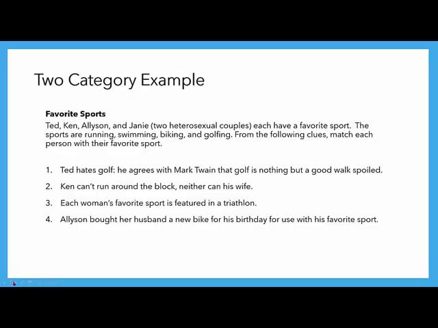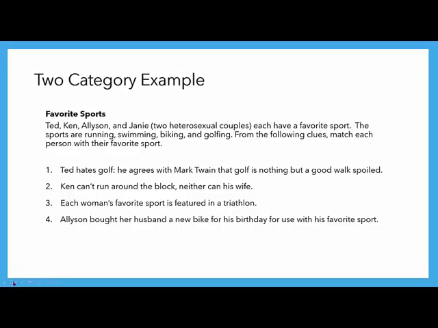And we're given 4 clues here. Sometimes I like to read through all of the clues before I actually mark anything down. I'm going to do that here to also point out a few things that we haven't talked about yet. So for the first clue, we know that Ted hates golf. He agrees with Mark Twain that golf is nothing but a good walk spoiled. Sometimes the clues are very straightforward. Ted hates golf, right? Now notice it doesn't say that golf isn't Ted's favorite sport, but we know that that's what that's implying, right? So we do have to read a little bit between the lines here.